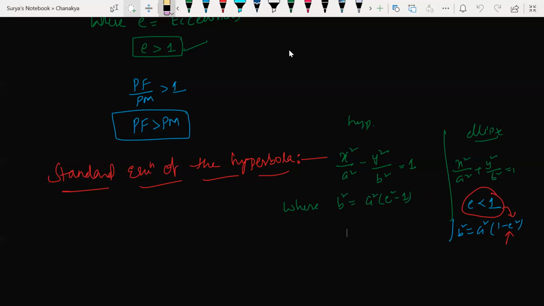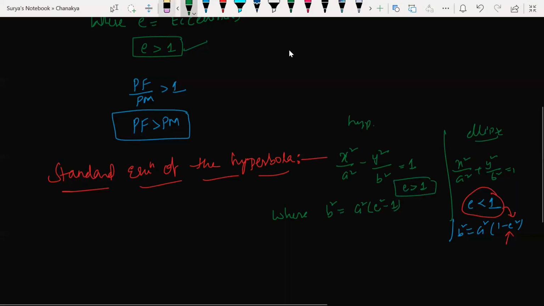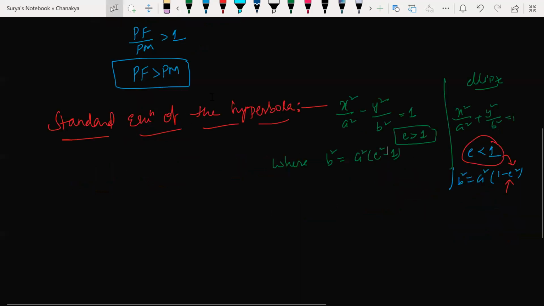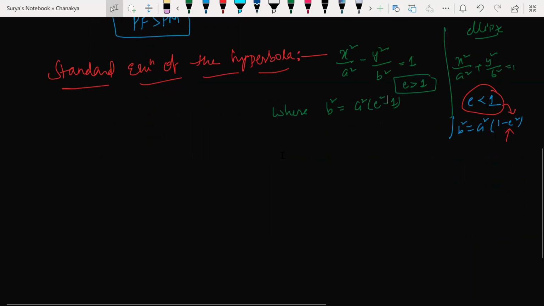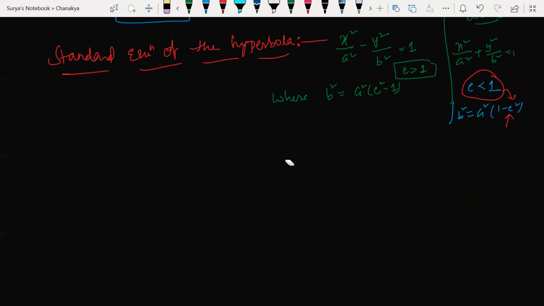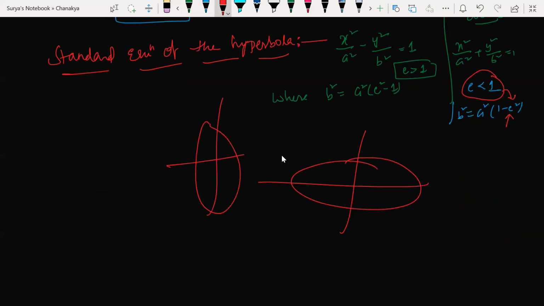Are you understanding properly? Eccentricity is greater than 1. That is the reason. So this is the standard equation of the hyperbola. Let me erase all this. Now, in ellipse, we used to write b square is equal to a square into 1 minus e square. In ellipse, what we learned was the horizontal ellipse and the vertical ellipse, like this, right?